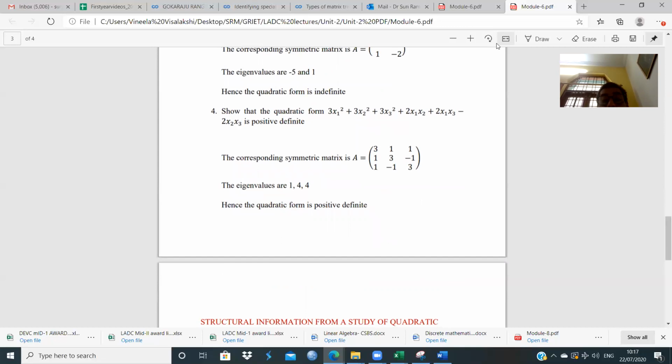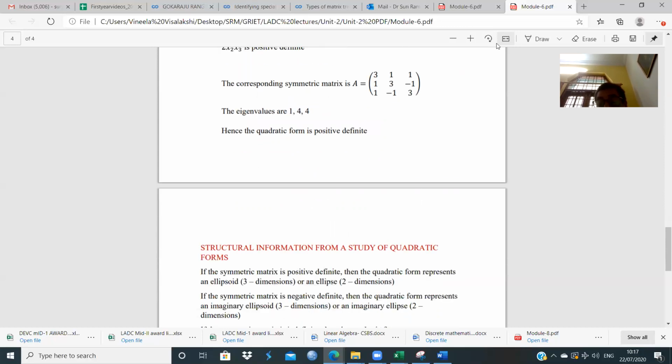One more, a 3 by 3 example. And this quadratic form is returning eigenvalues 1, 4, 4, which are all positive. Therefore, the quadratic form is positive definite. As already hinted, the definiteness of quadratic forms plays a very important part in understanding optimization of multivariable functions.